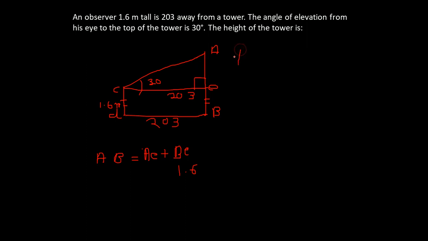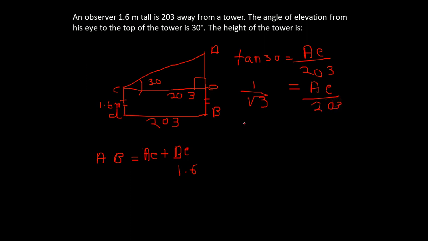So in here, tan of 30 will be AE divided by this 203, and we know that tan 30 is 1 by root 3, which is equal to A by 203. So in this case, our AE will be 203 divided by root of 3.